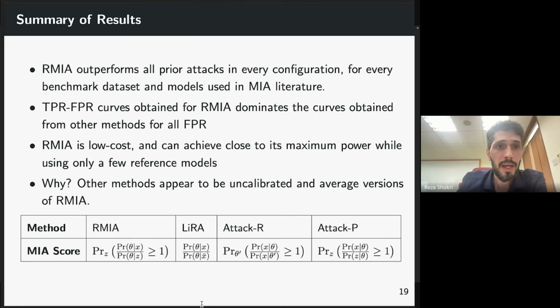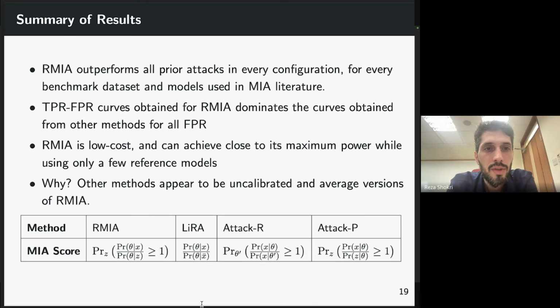And other attacks could be somehow modeled as uncalibrated or average versions of our attack. So I'm not going to be very formal here, but let's go through some of these. So for example, attack P here, which is evaluating where the loss of a model is in the distribution of loss of population data, or the probability of the data in the distribution of probability of population data.